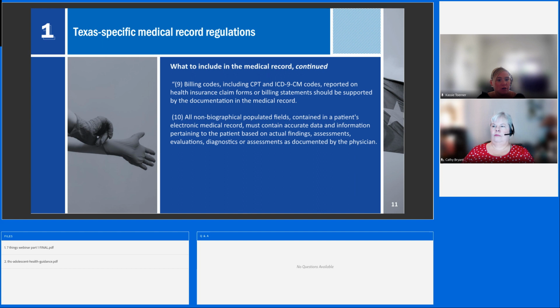Again, continuing on here, billing and coding information is to be included in your record. That's not something that we specialize in here in our department, but it is something that you must include, making sure that the documentation supports those billing codes that you're selecting. And then all non-biographical populated fields in the EHR or in the medical record must contain accurate data and information pertaining to the patient based on actual findings, assessments, diagnostics, assessments by the physician for that visit.